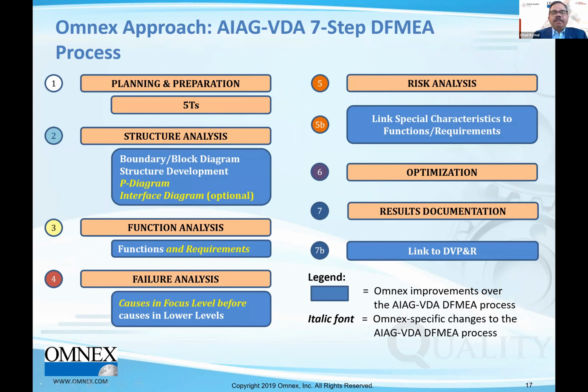This is the 7-step process. This is what Omnex uses, what we call the Omnex approach. And you can see here, we think the boundary diagram and the block diagram are requirements, okay? We always did them for DFMEA. We think auditors and assessors should require the block diagram. Structure development is part of structure analysis, and it's also a requirement. P diagrams and interface diagrams are optional.